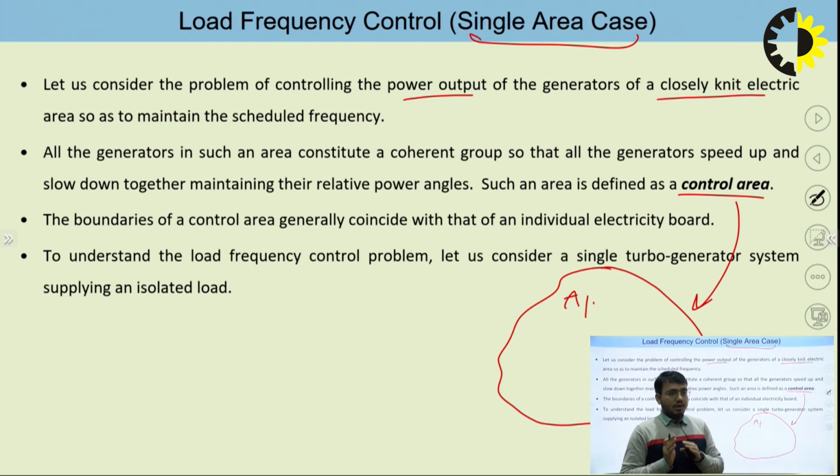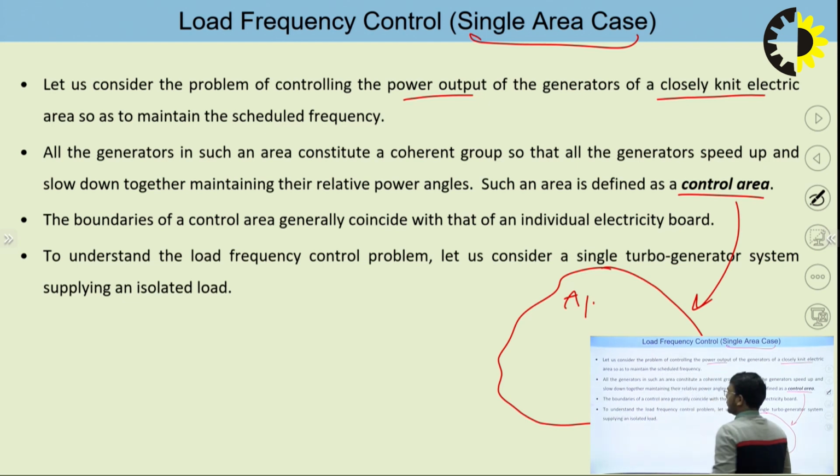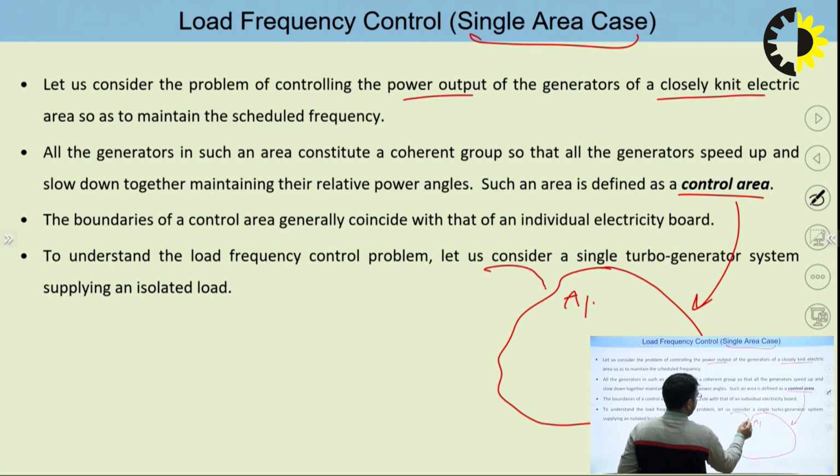These are some basic rules so that you can operate these generators in parallel as well as in synchronism. If they are increasing their speed, all 4 generators will increase their speed at the same time. If they are decreasing, they will decrease at the same time. The boundaries of a control area generally coincide with that of an individual electricity board. If this one is a second area, this is area 2, and we are talking about these boundaries over here.